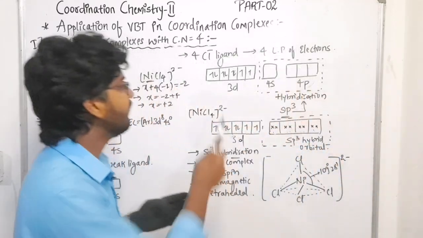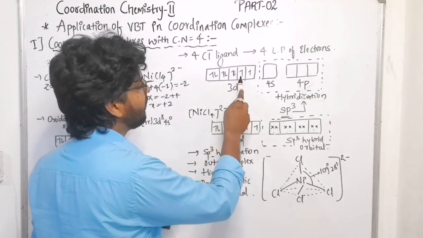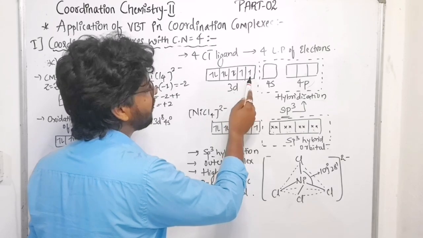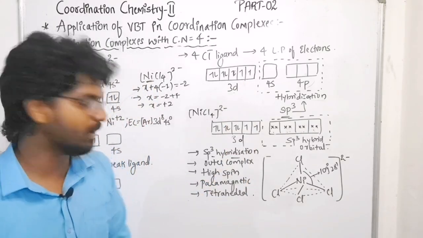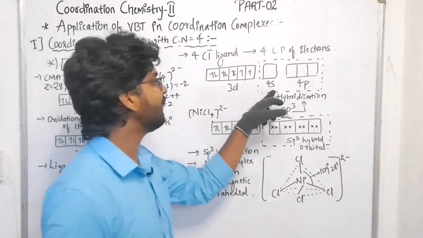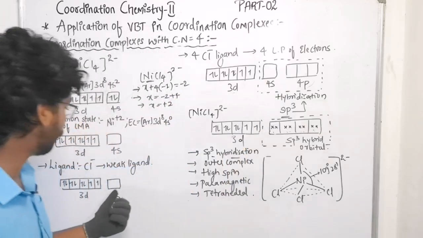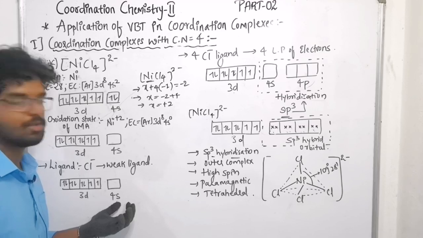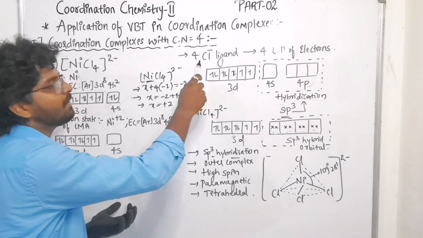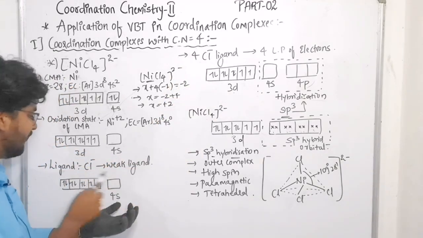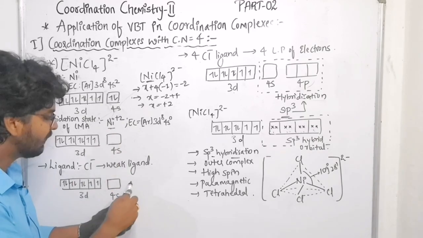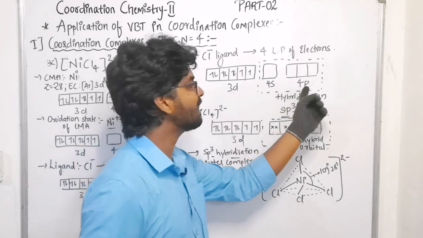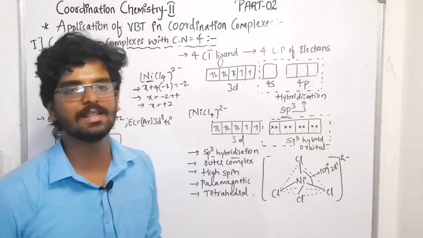But see here, 3d is having what? It is a filled one. Even though it is having 2 unpaired electrons here, they are not going to pair up because it's a weak ligand, and we are only remaining with 4s. We have only one vacant orbital here. So in order to form the complex with 4 Cl minus ligands, this Ni+2 should have 3 more extra vacant orbitals, and that will be satisfied with the help of 4p vacant orbitals. See here.